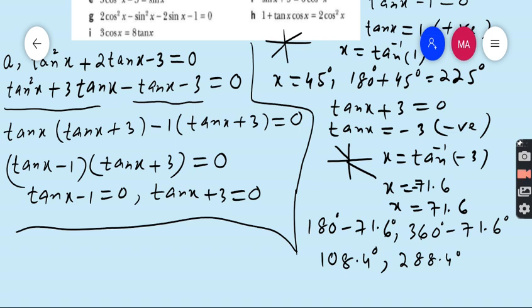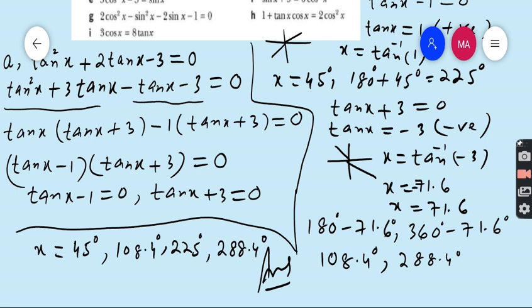After solving both the equations, write all the answers in ascending order. So our final answer is x is equal to 45 degrees, 108.4 degrees, 225 degrees, and 288.4 degrees. This is our final answer.